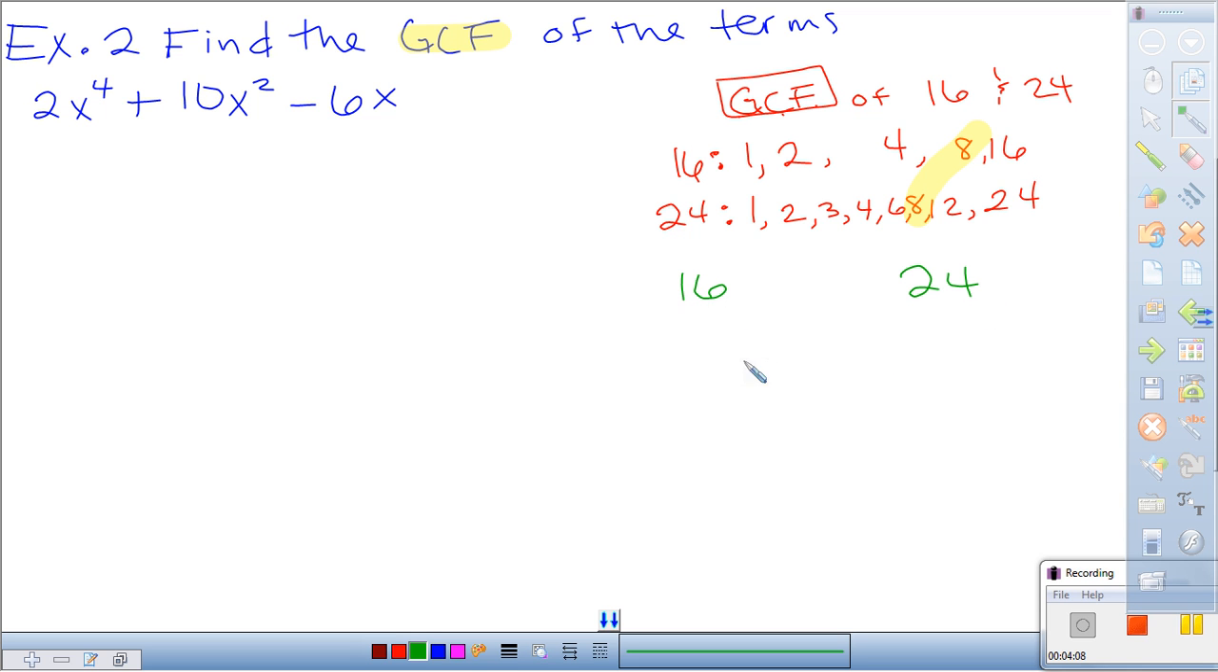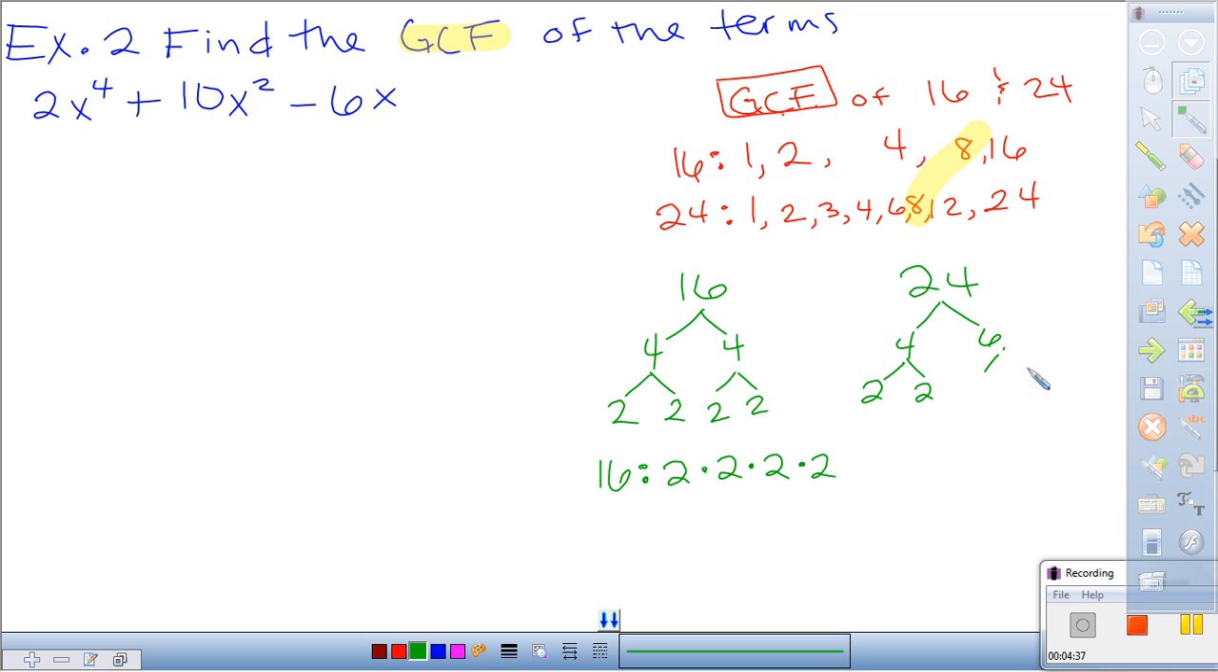Another method for finding the greatest common factor is to factor tree or find the prime factorization for both of your numbers. So 16 would be 4 times 4. Neither one of these are prime, so we have to keep going. 2 times 2. And the same with this 4, 2 times 2. Therefore, 16's prime factorization is 2 times 2 times 2 times 2. We'll do the same thing with 24. 24 is 4 times 6. 4 is not prime. We break it down to 2 times 2, and 6 can be broken down to 2 times 3. So the prime factorization of 24 is 2 times 2 times 2 times 3.